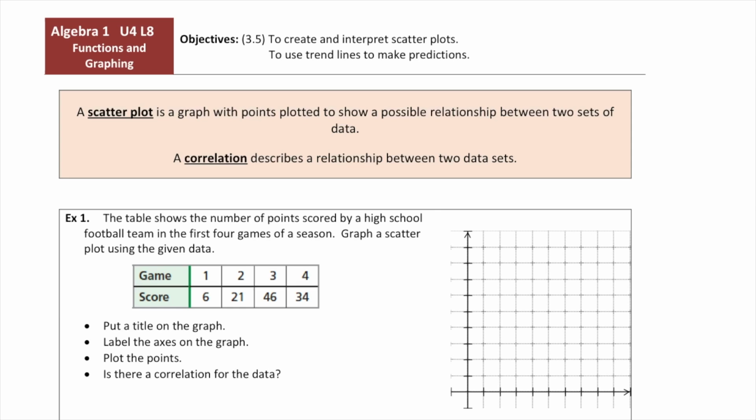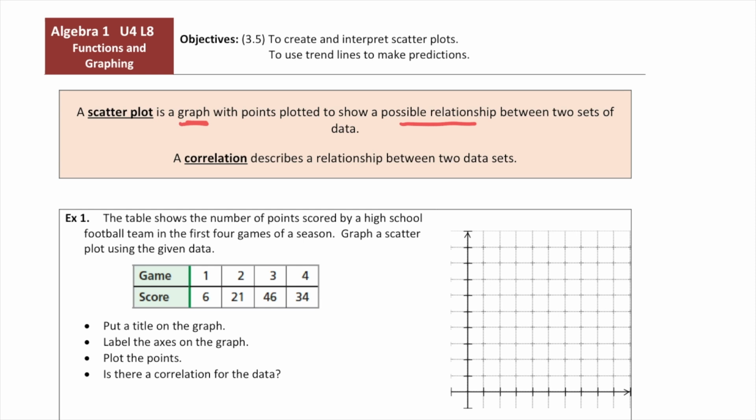For today's lesson, we're going to create and interpret scatterplots. A scatterplot is a graph in which we have points that are plotted, and it's going to show a possible relationship between data. Correlation is going to describe the relationship between these two data points.